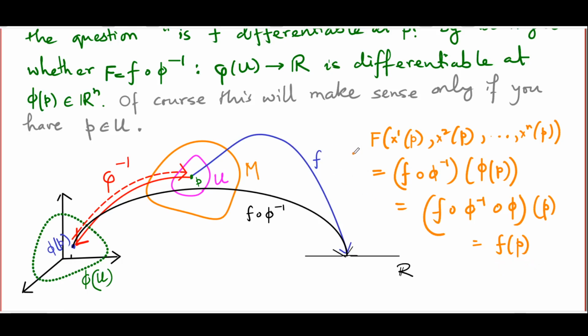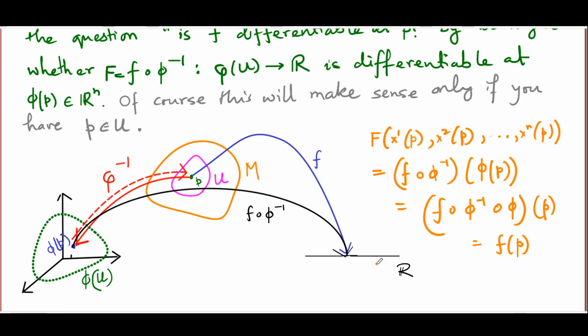Capital F is a function from an entirely different domain, the domain being phi of U, and maps it onto the real line. So capital F is an entirely different function, but it has the same numerical value if you give it the arguments x1p, x2p, x3p, ..., xnp, as small f does at the point P.